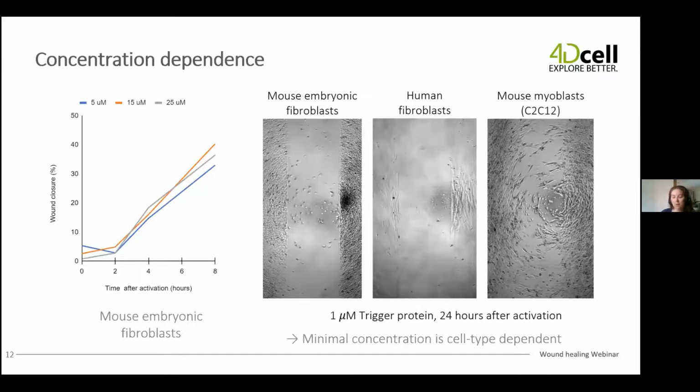So the minimal concentration is really cell type dependent. And if you want to test out this assay, I would suggest testing different concentrations. In our case, we provide the amount of reagent that you would need to do experiments with 25 micromolar.